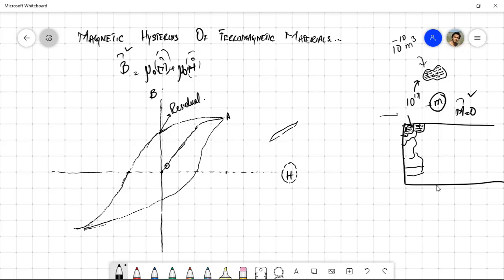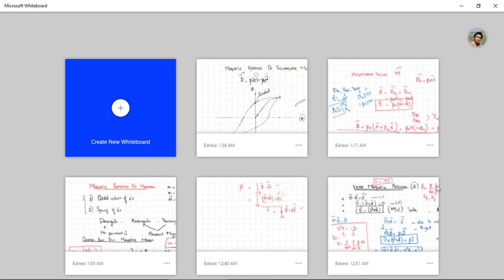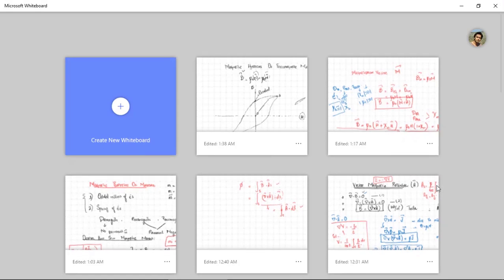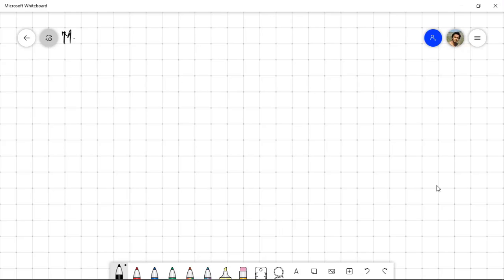So these were the things about magnetic hysteresis of ferromagnetic materials. The next thing on our agenda is magnetic boundary conditions. Now we have already studied the electric boundary conditions, so magnetic boundary conditions are not that hard to understand.